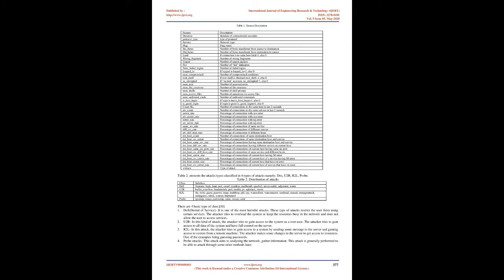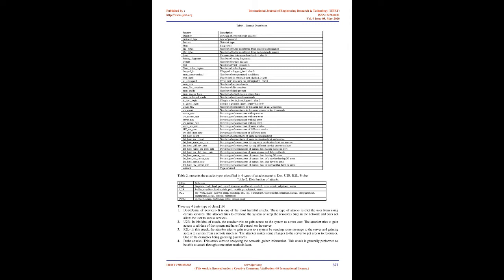Number_root. Number of accessed roots. Number_file_creations. Number of file creations. Number_shells. Number of shell prompts. Number_access_files. Number of operations on access files. Number_outbound_cmds. Number of outbound commands. is_host_login. If login is host, is_host_login equals 1, else 0. is_guest_login. If login is guest, is_guest_login equals 1, else 0.